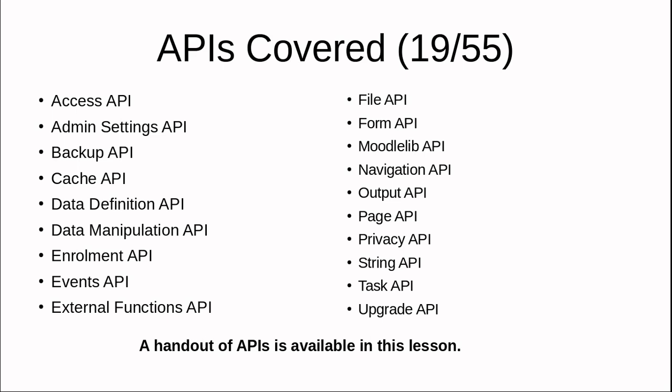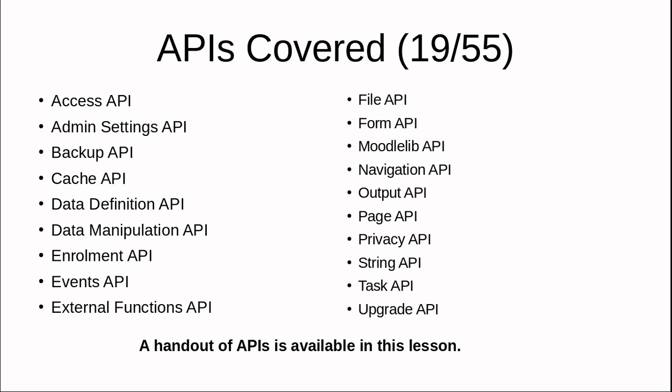The admin settings, if you want settings for your plugin, you definitely will use. The data manipulation API you'll use quite often, if not all the time. The events API is useful for logging. Your file API if you're working with files. Form API, I'd be surprised if you never have to use Form API in any kind of plugin that you develop. The Moodle lib is the Swiss knife of APIs, so you are going to be using functionality from there all the time. And then you've got your output-based APIs like Output API, the Page API, your Navigation API.